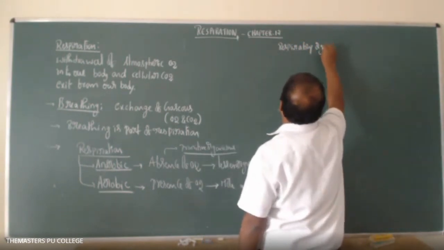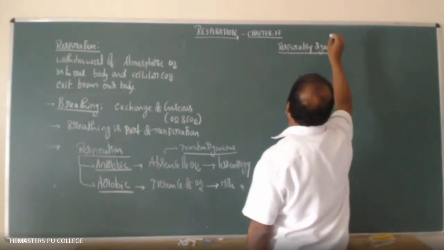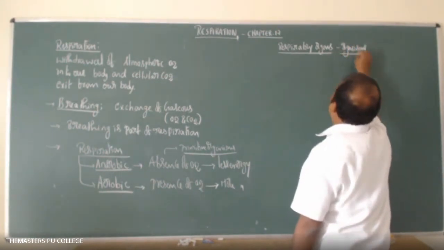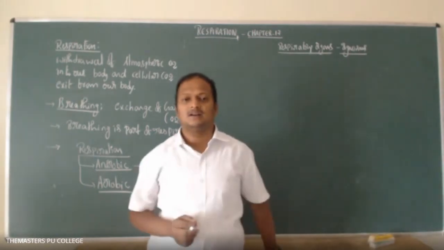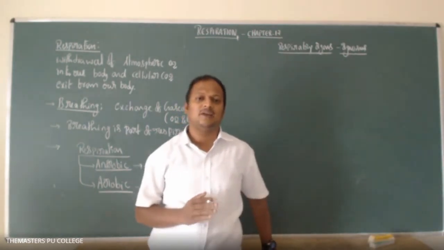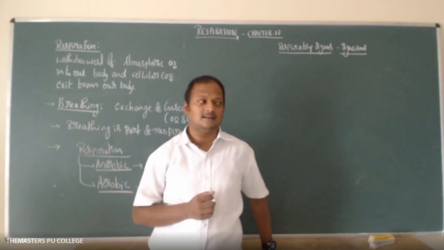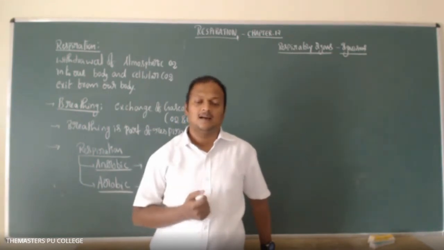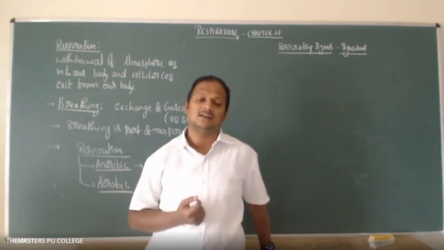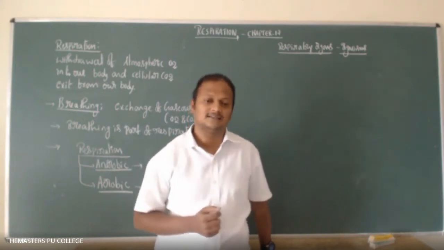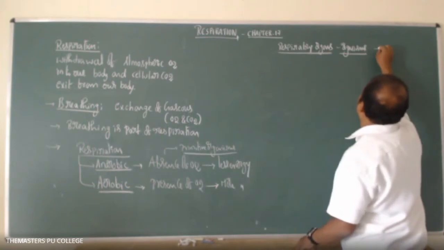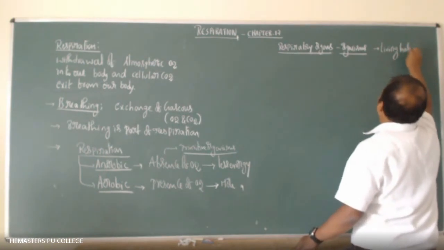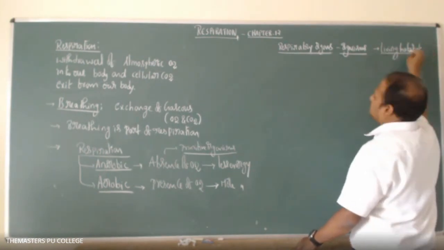Respiratory organs in different types of organisms. The presence of respiratory organs is based on what? Based on, yes, students, habitat. Habitat means living environment. On what type of habitat the organisms live, based on that only respiratory organs are present. Okay, students. So respiratory organs are present in organisms based on living habitats. Right, students?